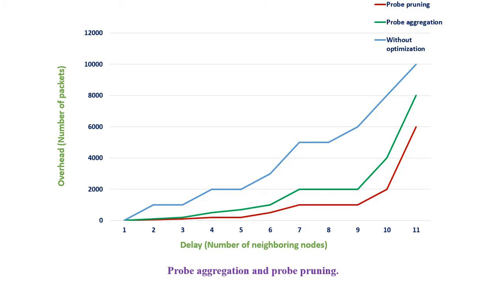In this figure, we see probe aggregation and probe pruning. So we see that ABODV routing overhead grows less than traditional routing. So for example, for a delay threshold equal to 4, the overhead decreased to, here the red line, 98% in the case of pruning, and, on the green line, to around 78%.